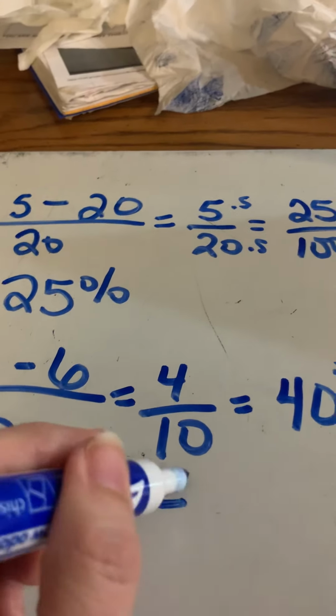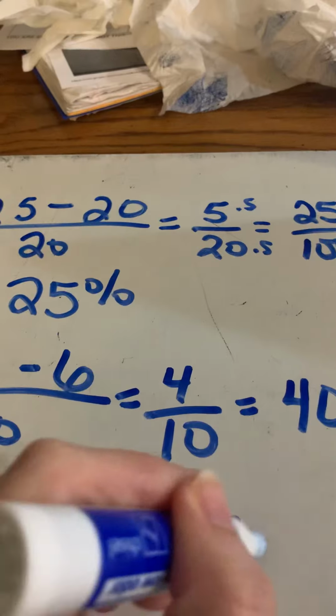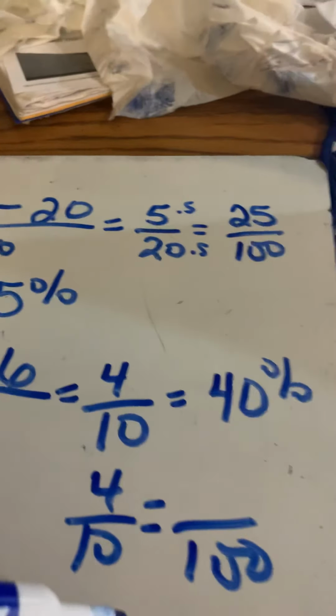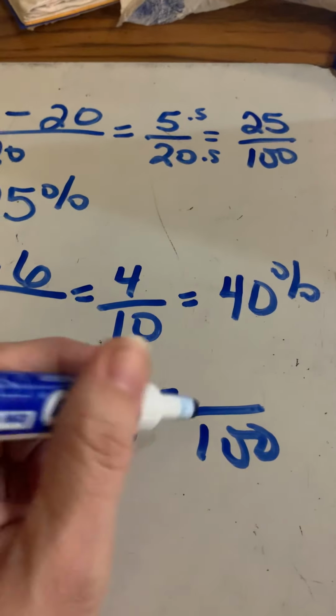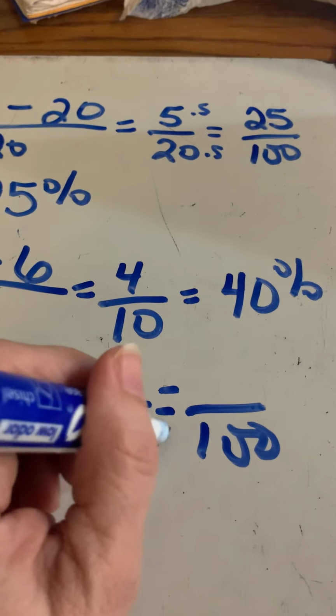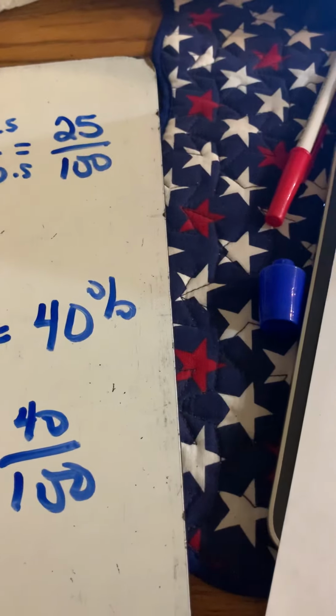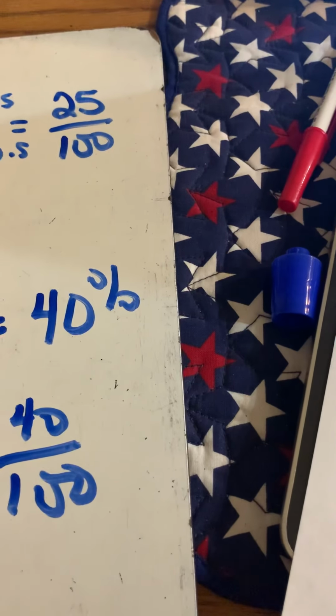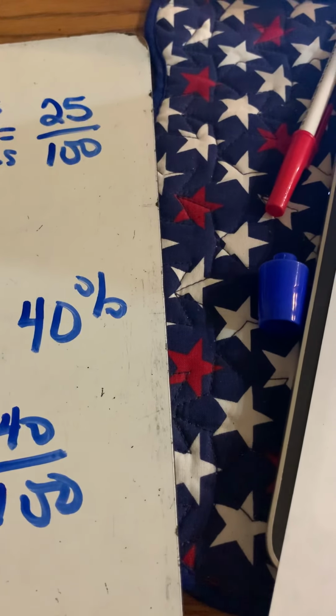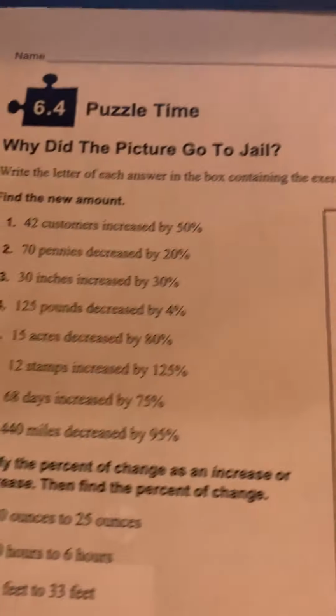And when you have that, I hope you can see 4/10 is 40%. But if you don't see that, you could do equivalent ratios, equivalent percents as a proportion. So you can multiply both by 10 and you end up with 40. So that is 40%.